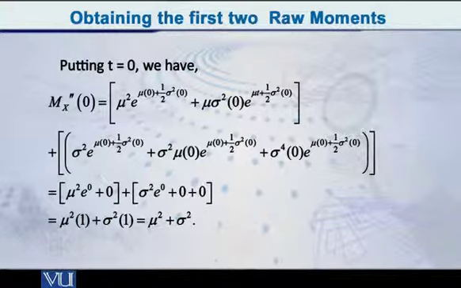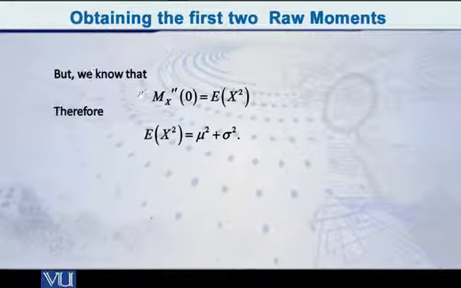Now when we simplify it, what do we get then? It comes out to be equal to mu square into e raised to 0 plus 0 plus sigma square into e raised to 0 plus 0 plus 0. So therefore, it is simply mu square into 1 plus sigma square into 1, that is, mu square plus sigma square. So what have we found here? We have found the second raw moment, that is the expected value of x square. Mu square plus sigma square.